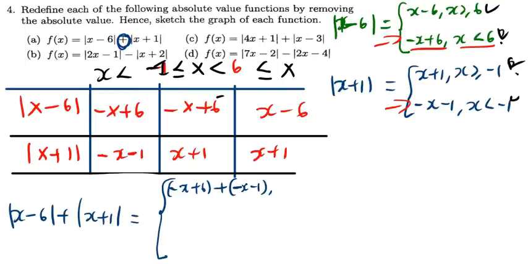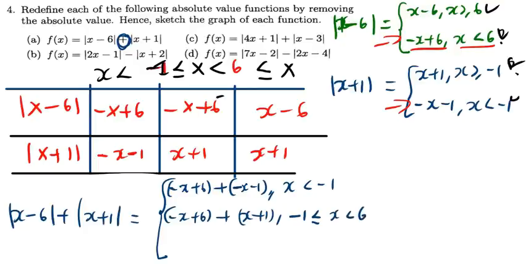What is the condition? The condition for this box is that x should be less than -1. Done. In between we have x plus 6 plus x plus 1. The condition is that -1 is less than or equal to x and x is less than 6. Done. We move. So we have the last one, which is this. We add those two. We have x minus 6 plus x plus 1. The condition is that x is greater than or equal to 6.